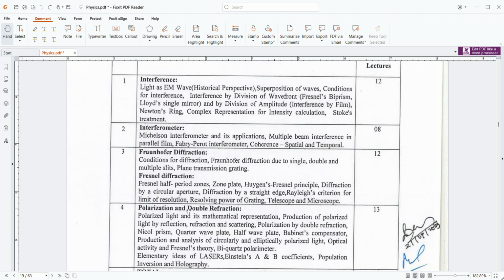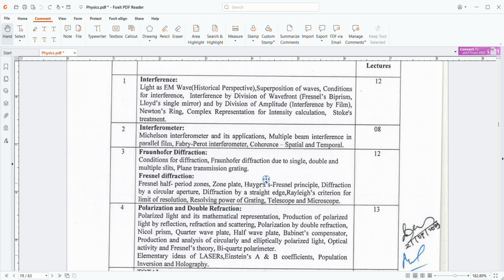So come to chapter 4, polarization and double refraction. Polarized light and its mathematical representation. Production of polarized light by reflection, diffraction, production of polarization by double refraction, Nicol prism, quarter wave plate, half wave plate, compensators. Production and analysis of circular and elliptical polarized light, optical activity and Fresnel's theory, polarimeters. Elementary idea of lasers, Einstein A and B coefficients, population inversion, and holography.